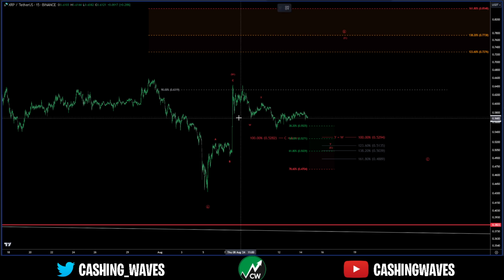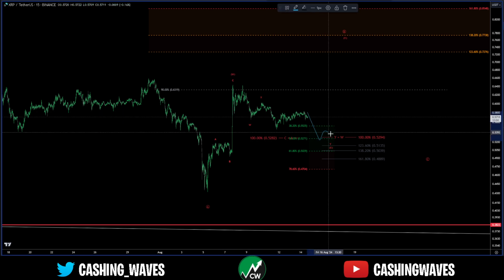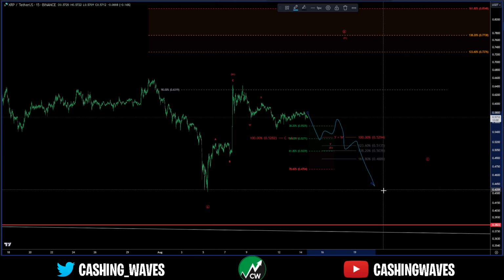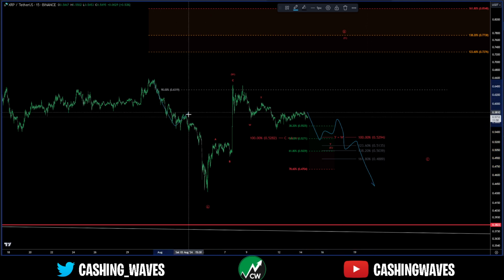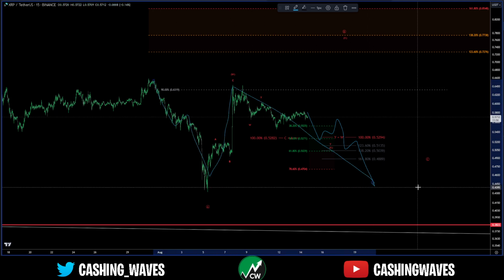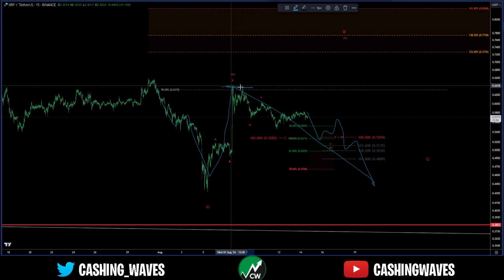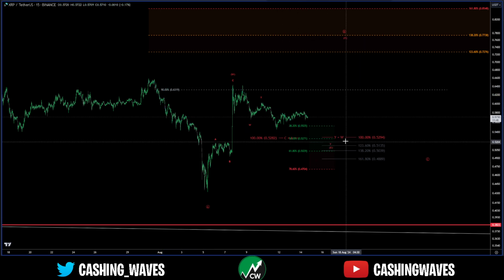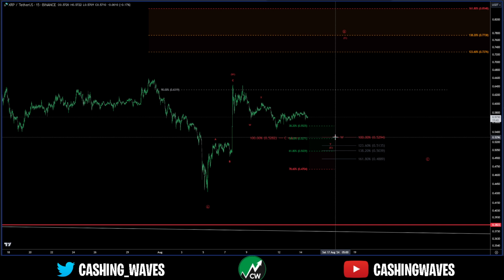If we just keep coming down, then this could turn into some sort of diagonal where this is a 3, 3, 5, and our flat was not expanded or running. It's just a regular flat as we've hit that 90%. But important to note, I'm waiting for structure breaks. I'm not just entering here blindly, because I know we can get bearish here.